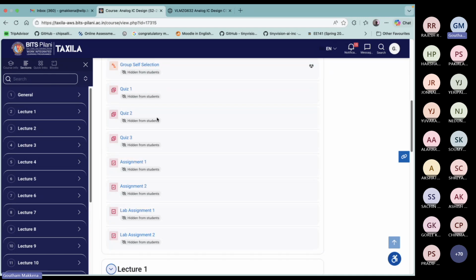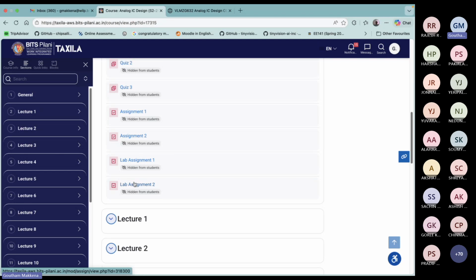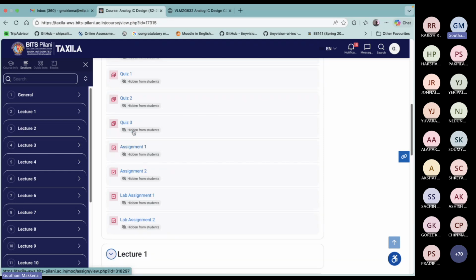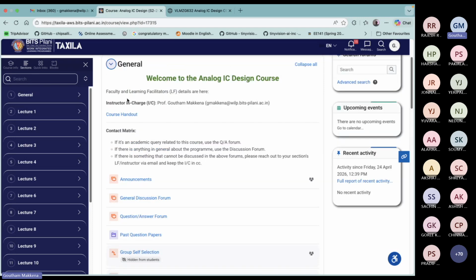Again, lab assignments 1 and 2 are given here, but like I told, 5 contact hours will be there, so it will go up to lab assignments 3, 4, and 5 as well. Assignment 1, I'll be using for the situated assignment. And we'll have only 2 quizzes, quiz 1 and quiz 2. Quizzes, assignments, and lab assignments will be conducted in the Takshila portal.